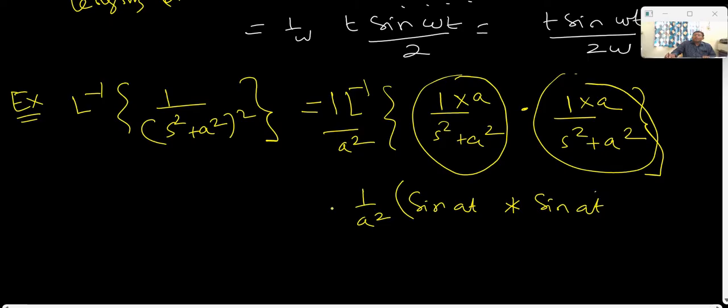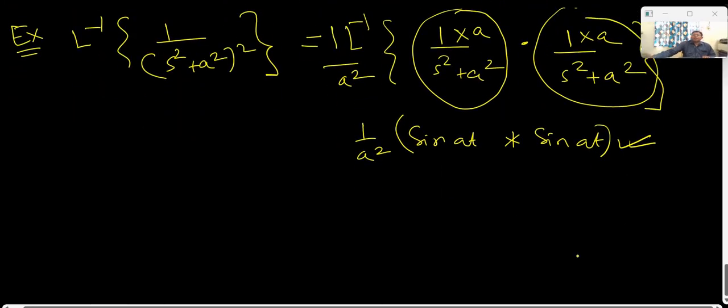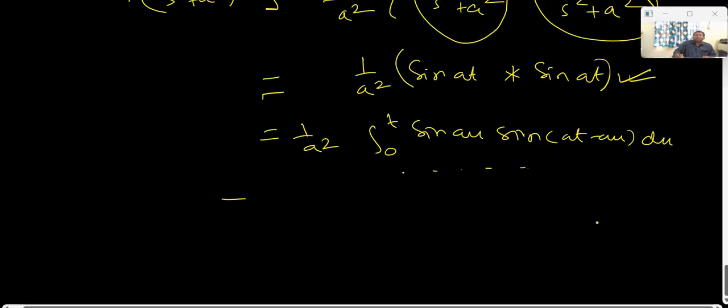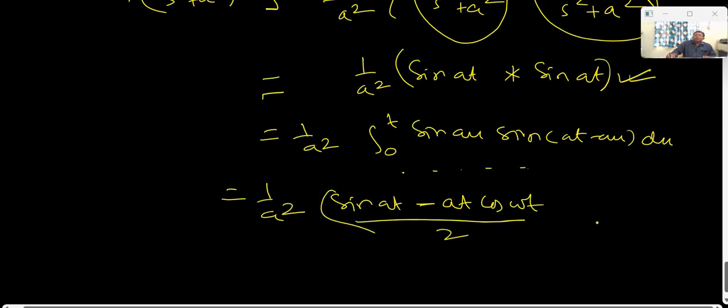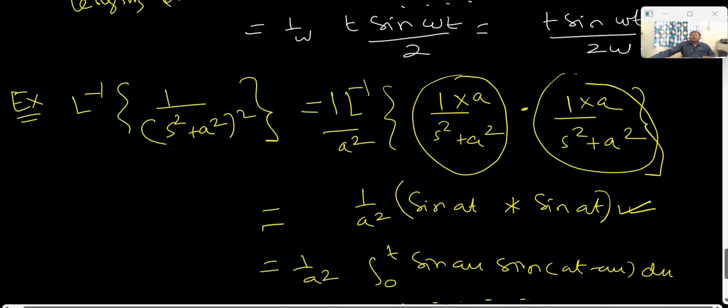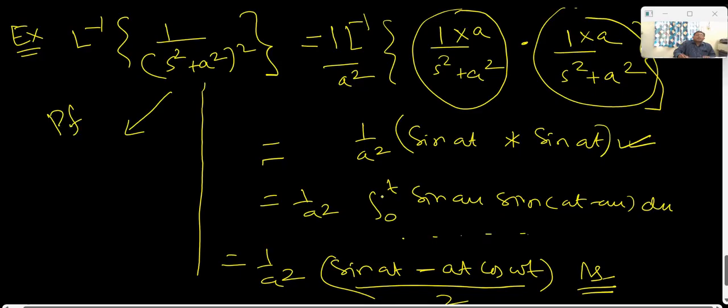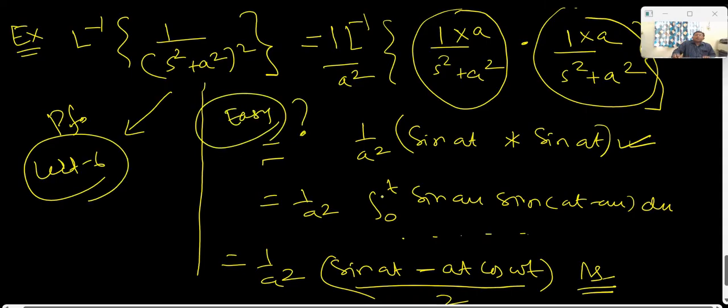Now the convolution already you know, you have remembered it. If it is a competitive exam, you can directly write it. Otherwise, the same way, 1 by a square, integral 0 to t sine au sine a(t minus u) du. But you know the answer, you go on and proceed. So it will give you 1 by a square, (sine at minus at cos at) by 2, right? So this is the answer here. So you see how the convolution approach is quite an easy approach. Otherwise you apply the partial fraction as we discussed in our previous lecture 6. But this is an easy approach, and within a little time you will be able to get it, right?